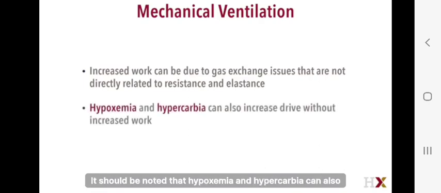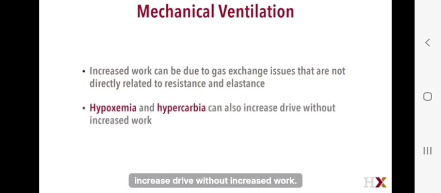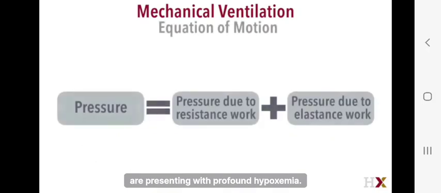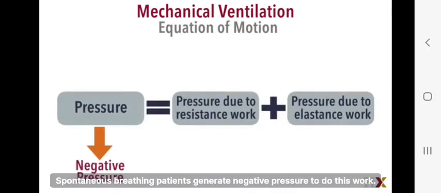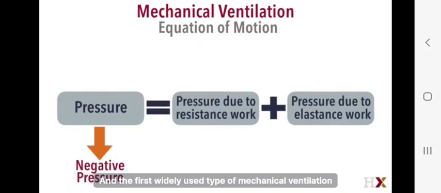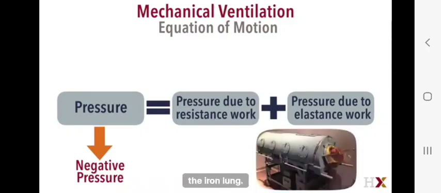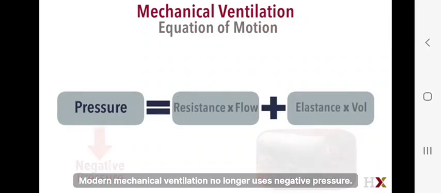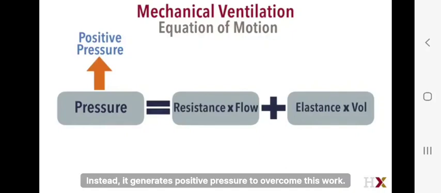It should be noted that hypoxemia and hypercarbia can also increase drive without increased work, and COVID-19 patients that require mechanical ventilation are presenting with profound hypoxemia. Spontaneously breathing patients generate negative pressure to do this work, and the first widely used type of mechanical ventilation to assist or take over this work was based on this concept of negative pressure, the iron lung. Modern mechanical ventilation no longer uses negative pressure. Instead, it generates positive pressure to overcome this work.